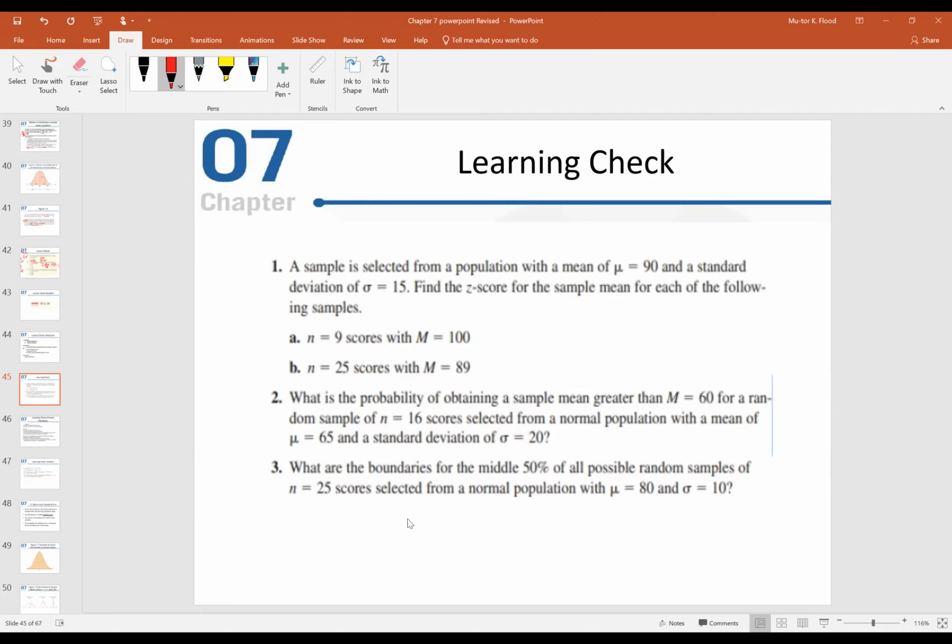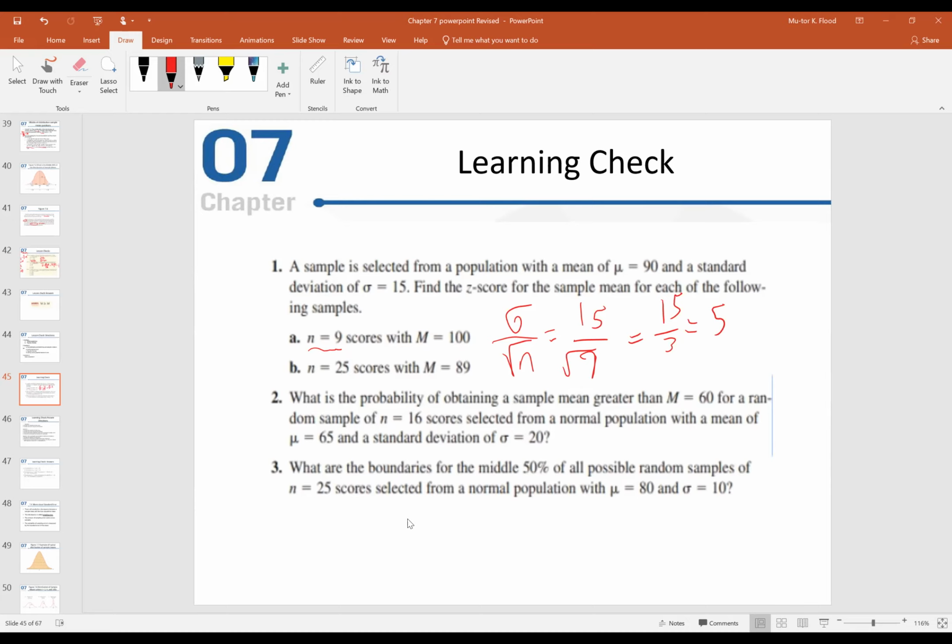So the equation to calculate the standard error of the mean equals 15 over the square root of the sample size, which in this one is 9. So the square root of 9 is 3, so that's 15 over 3, which gives us 5.